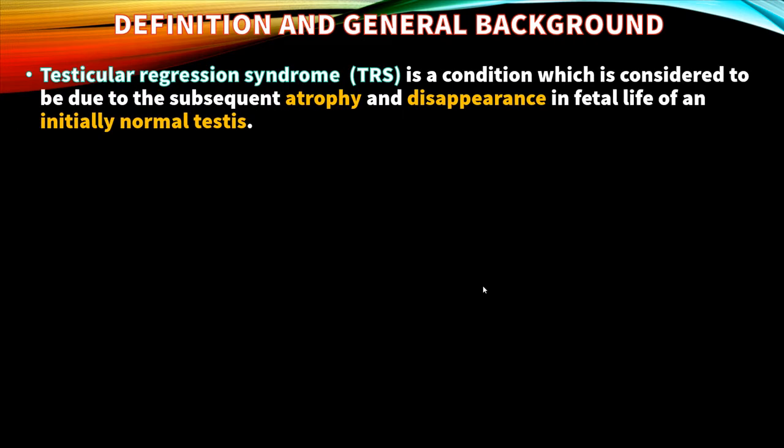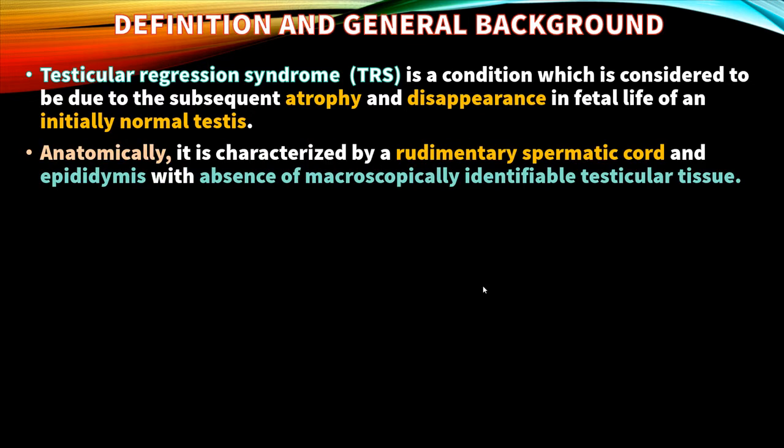Definition and general background. Testicular regression syndrome is a condition considered to be due to the subsequent atrophy and disappearance in fetal life of an initially normal testis. Anatomically, it is characterized by rudimentary spermatic cord and epididymis with absence of macroscopically identifiable testicular tissue.